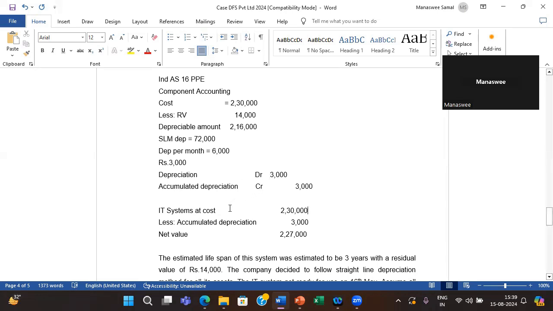So IT systems being an asset, this 2,30,000 is a debit balance. And accumulated depreciation on that asset is a credit balance. That's why I told you to just visualize that it's a negative asset. Then the negative asset figure of 3,000, you're just offsetting somewhere in the notes, then disclosing the net value on the face of the balance sheet, 2,27,000.